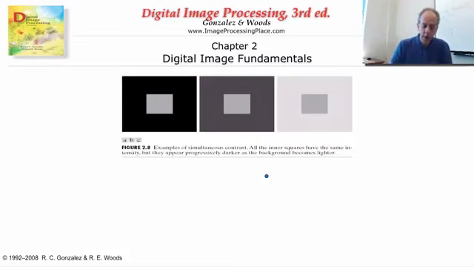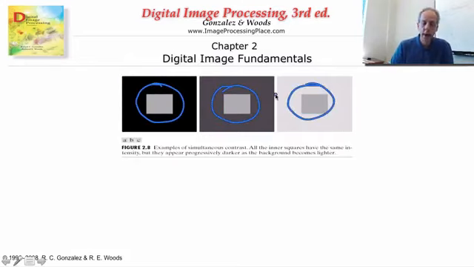Here, let me explain what we have. We have three rectangles that actually have exactly the same brightness. So they were painted with exactly the same paint. Now, the backgrounds were painted with three different levels of gray. This is dark, this is light, and this is in between.